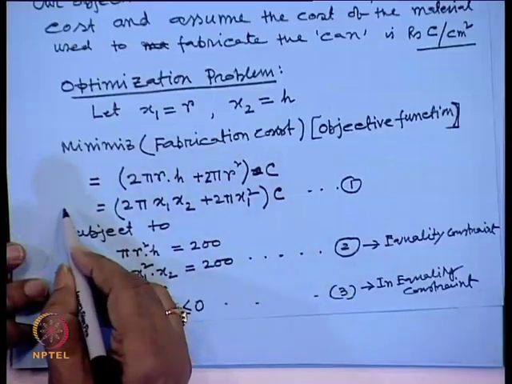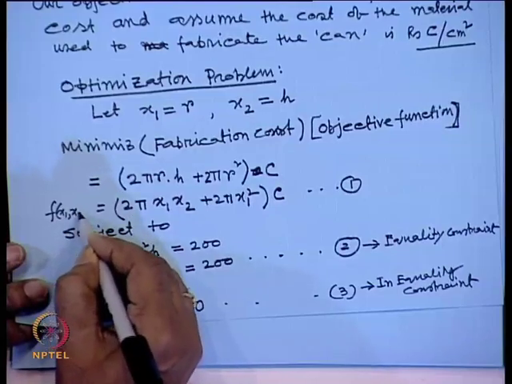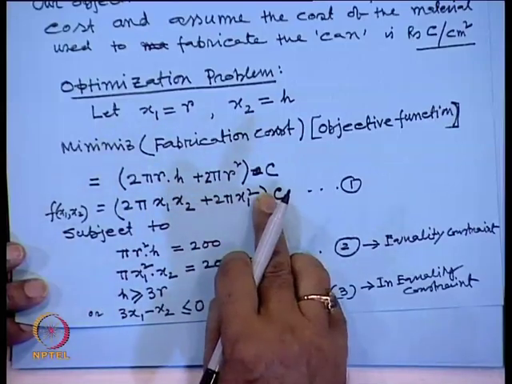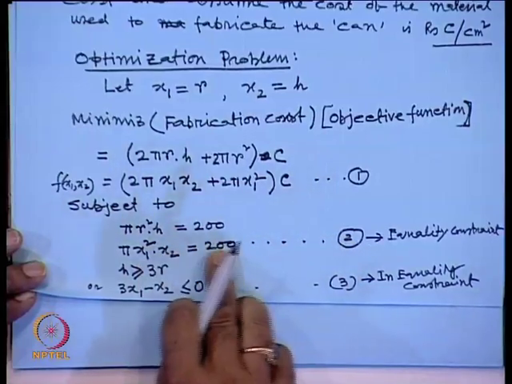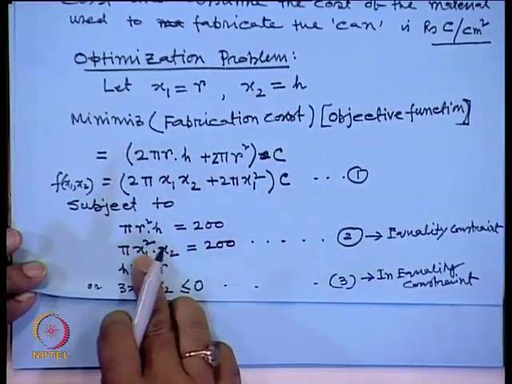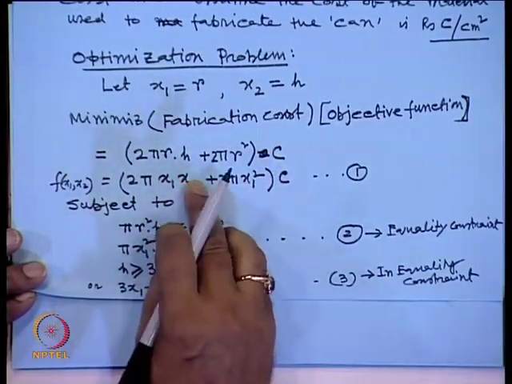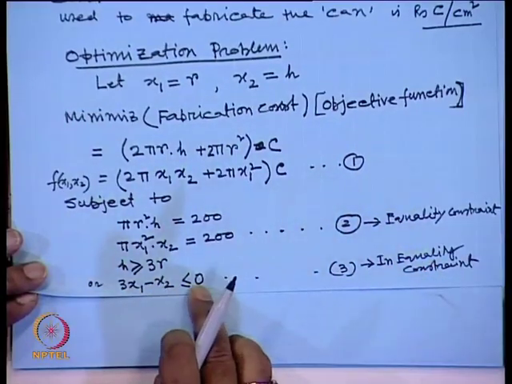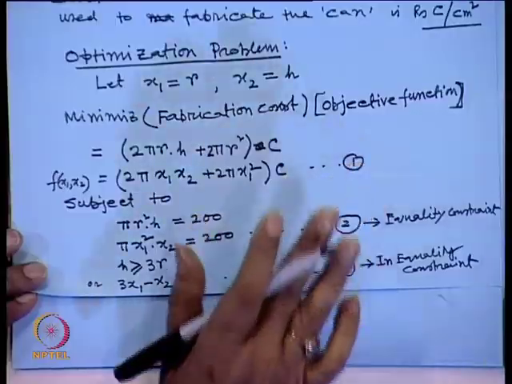So you see F, the minimization of fabrication cost. F is a function of x1 and x2, so it is a nonlinear function. This is a nonlinear objective function. Whereas equation number 2 is also a nonlinear inequality constraint, because it is a product of x1 square and x2, and here it is a product of x1 square and also x1 and x2. And the third equation, which is an inequality constraint, is a linear equation. So this problem is called a nonlinear static optimization problem that we have in our hand.